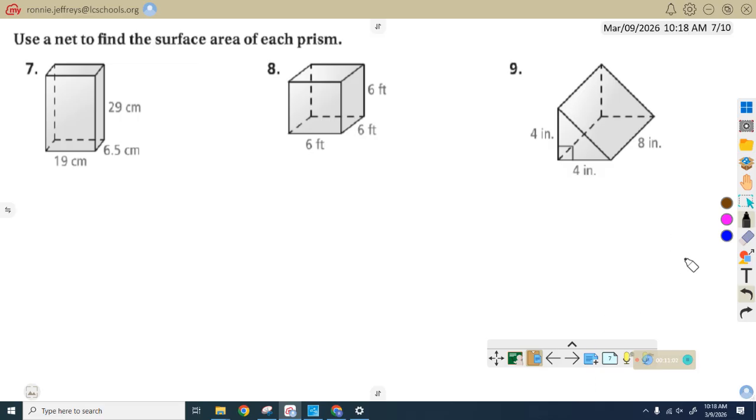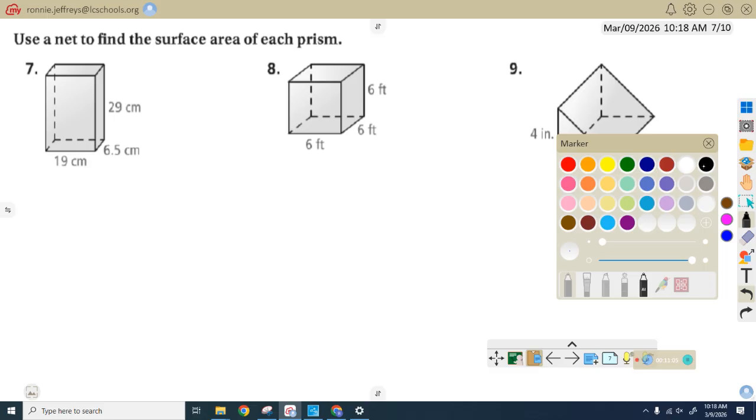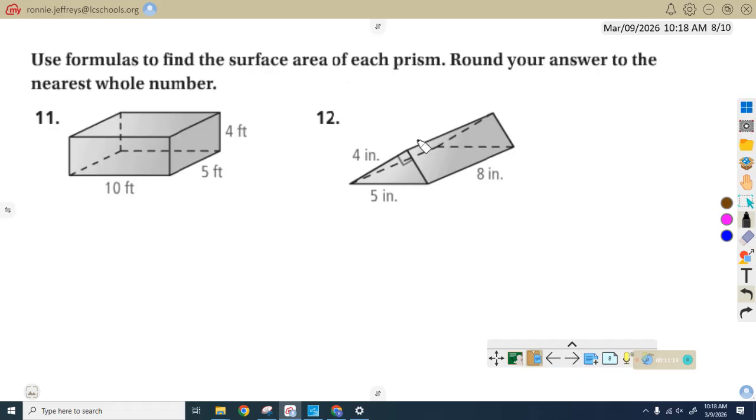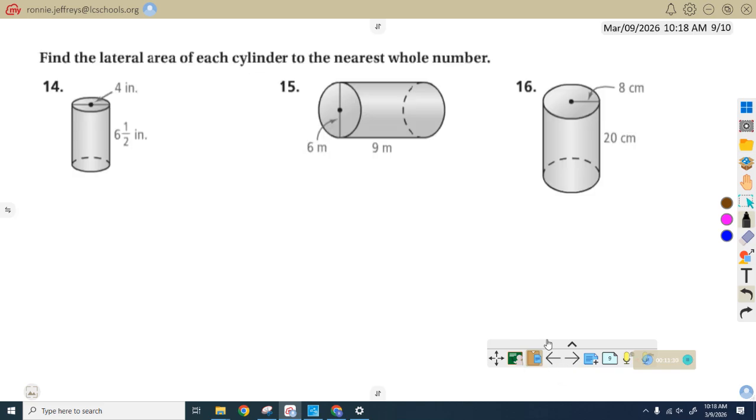All right. On these problems right here, I don't want you to do number 9. So mark out number 9. I don't want you to do number 12 right now. And on the last 3, we're going to leave it in terms of pi.